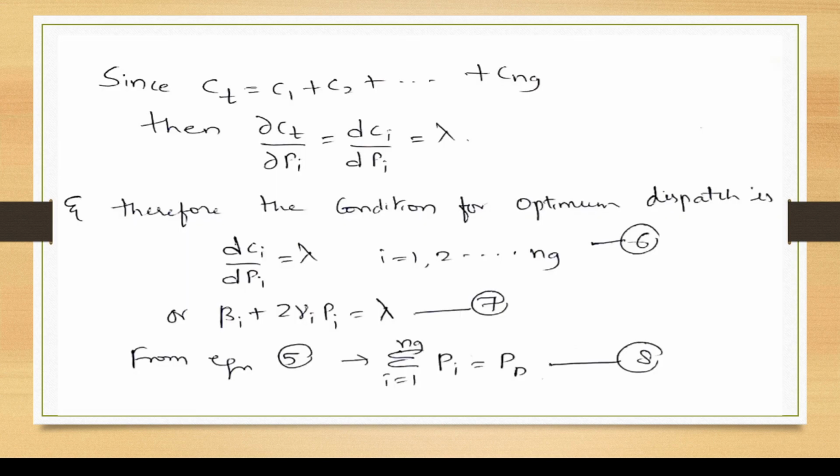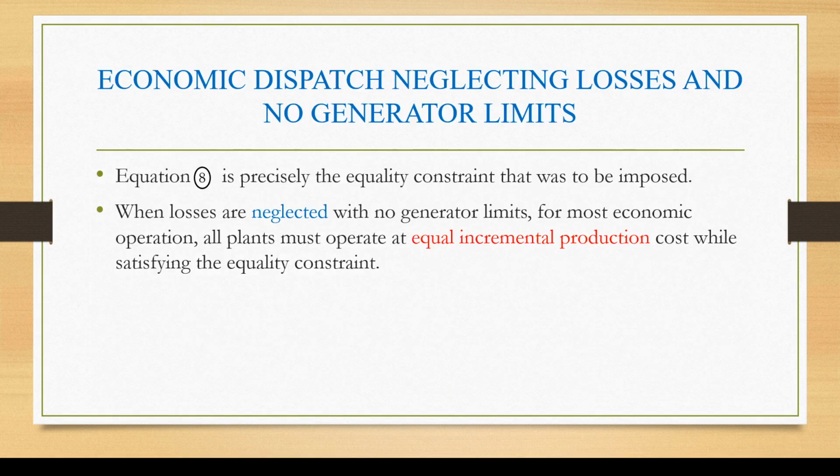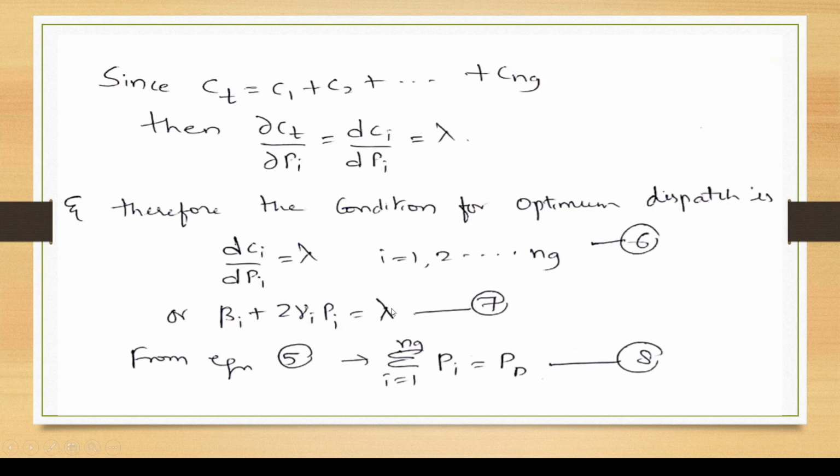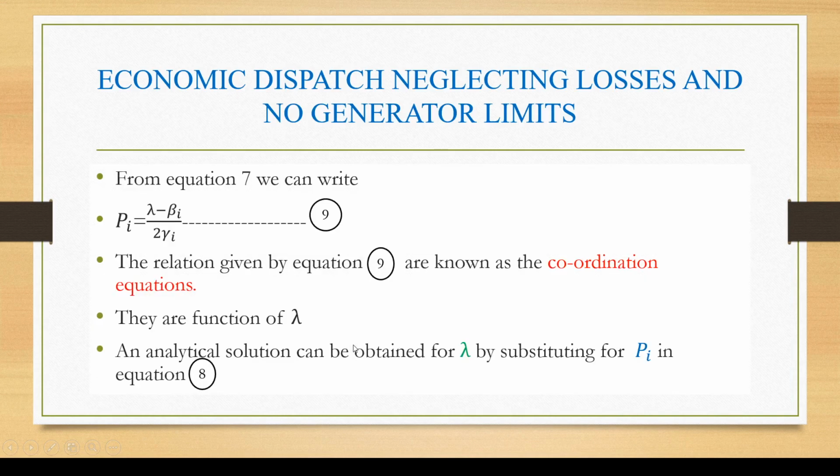So from equation 7, that is beta i plus 2 gamma i Pi is equal to lambda, we can write Pi is equal to what? From this equation, 2 gamma i Pi is equal to lambda minus beta i. Then Pi will be equal to lambda minus beta i by 2 gamma i. So the relation given by this equation, Pi is equal to lambda minus beta i by 2 gamma i, is known as the coordination equation, and this is a function of lambda. Pi is a function of lambda.